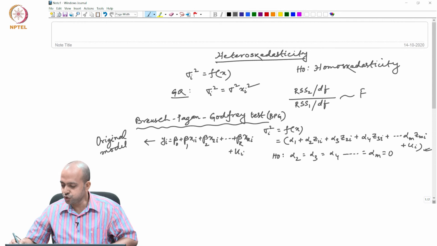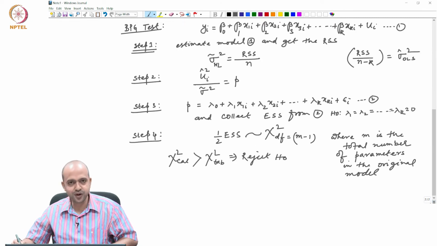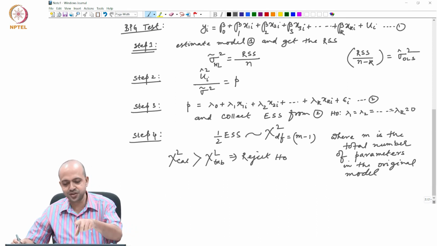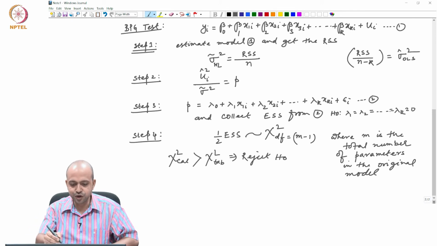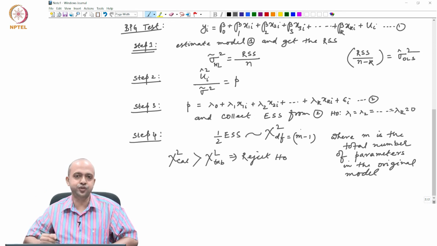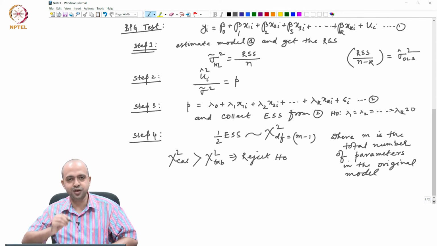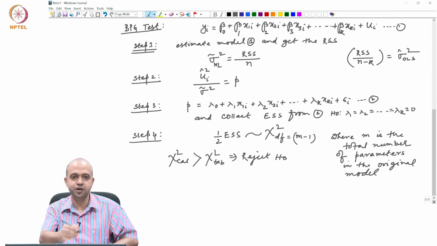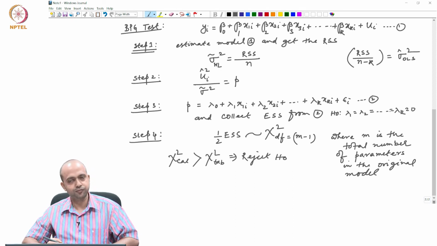That is the logic. So, we should understand the logic of this test, and the logic is basically we are trying to modify in some way the RSS term, and then we are constructing the test statistic based on that. This is the RSS modified, then we are defining P, we are regressing, then we are collecting the ESS, dividing it by 2, and that follows a chi-square distribution with m minus 1 degrees of freedom, where m is the total number of parameters to be estimated from the original model. Right? This is the procedure of the Breusch-Pagan-Godfrey test or BPG test.